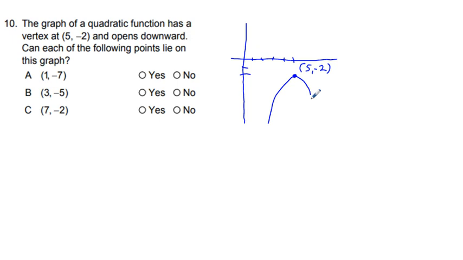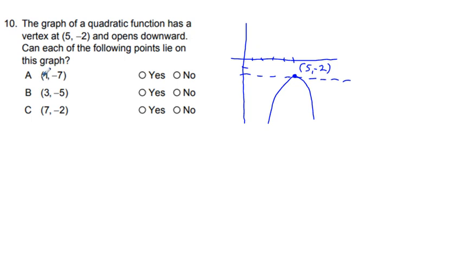Really, we're looking at possibilities, so for a possible point, it has to be below, has to be less than y equals -2. If it's on the line of y equals -2, that would be incorrect also. It has to be below -2.